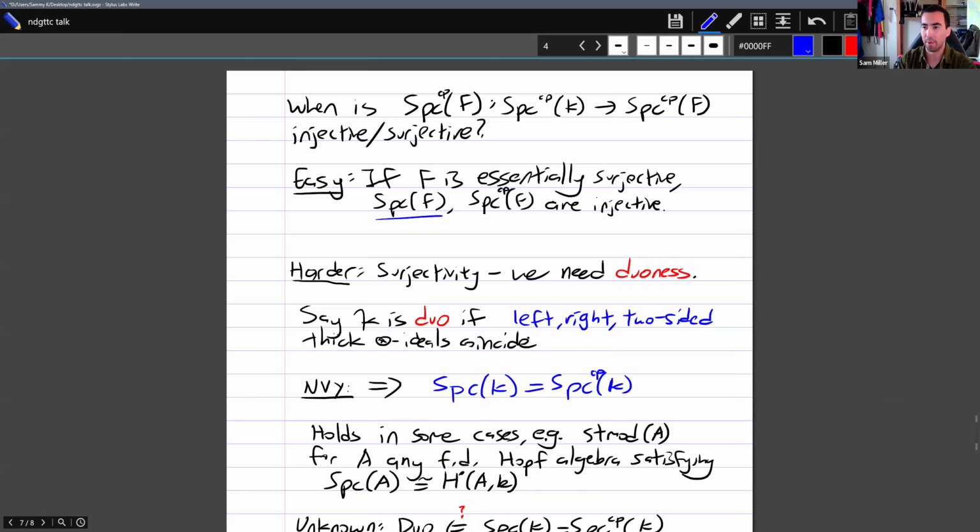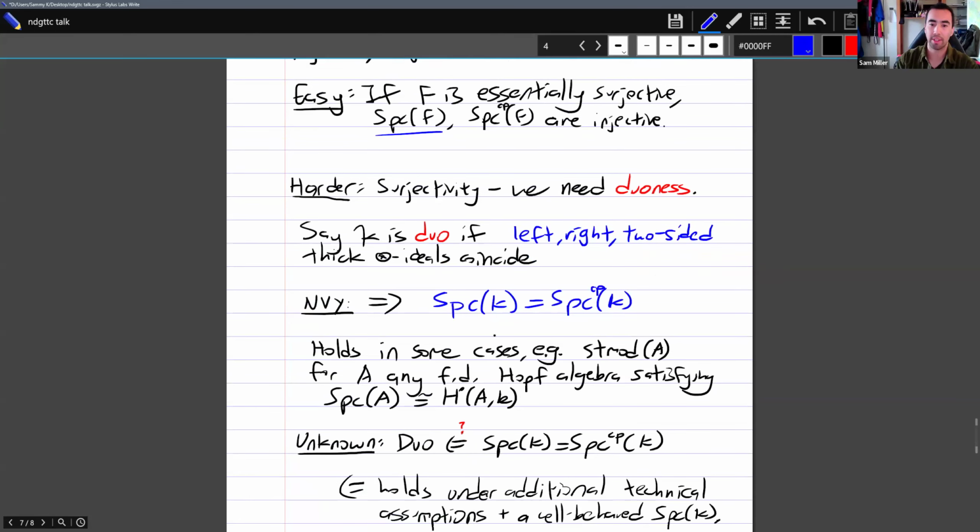And one way that this occurs, for instance, is if every left or right thick tensor ideal has, for every element M, its dual also in that same ideal. This is also shown to hold in some cases. For instance, the stable module category of A, for A any finite dimensional Hopf algebra whose cohomological support is the Balmer spectrum. If you put together a couple of different theorems in Nakano-Vashaw-Yakimov's original paper, this happens.